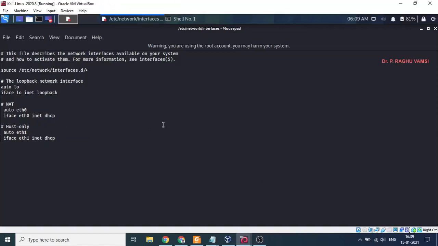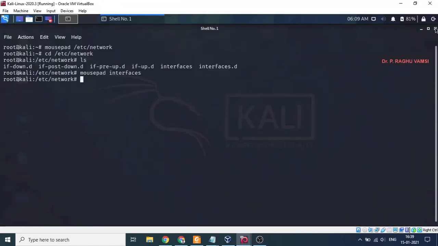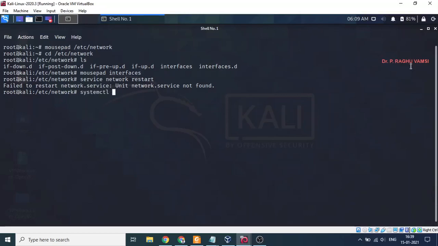So just save it and service network restart. Or you can say systemctl network manager restart. Network manager is not available. Okay, let it be. That will reboot.